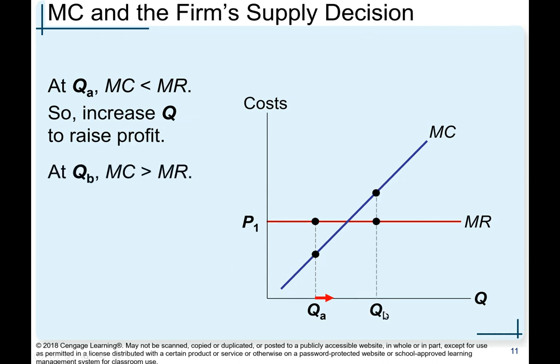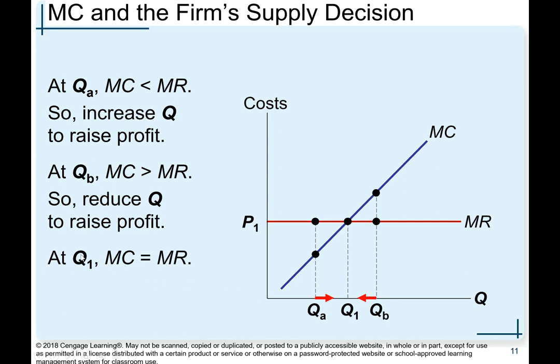When you get to QB, marginal cost is greater than marginal revenue. How do you raise profit? Reduce output to raise profit. So where do you stop? At Q1, where marginal revenue equals marginal cost. That is the point where profit is maximized.